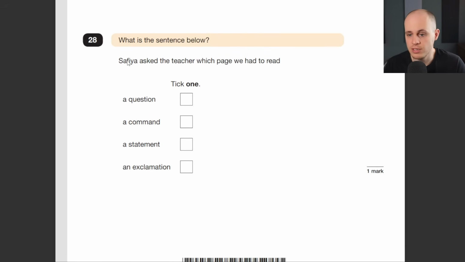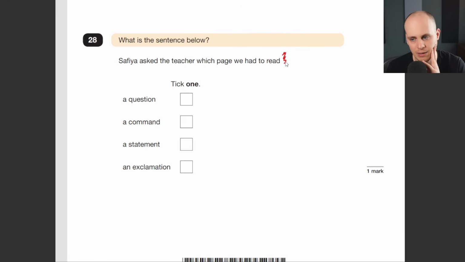Number 28. What is the sentence below? This is a really hard question because it's a trick. It says, "Safia asked the teacher which page we had to read." And a lot of kids go, it's a question. It said they asked the teacher. But this sentence isn't a question though, is it? This actual sentence, which is telling us that someone asked a question, isn't a question. It's just a statement. If you tell someone something, a fact or opinion, it's just a statement. And the statement is, Safia asked the teacher which page we had to read. You wouldn't end that in a question mark, would you?